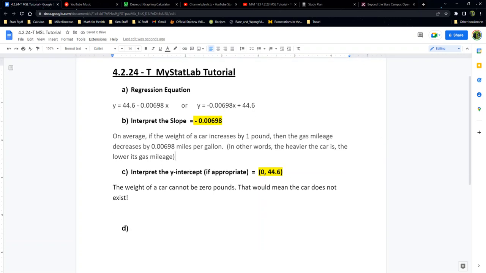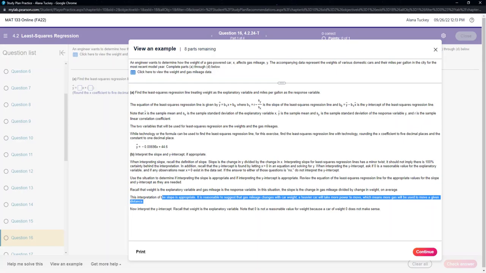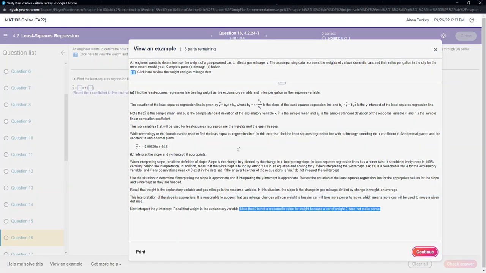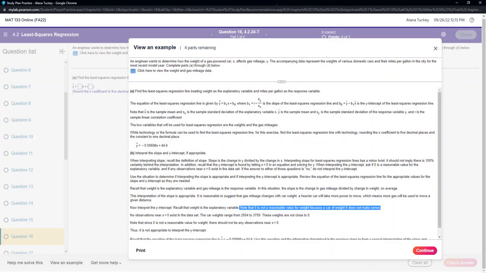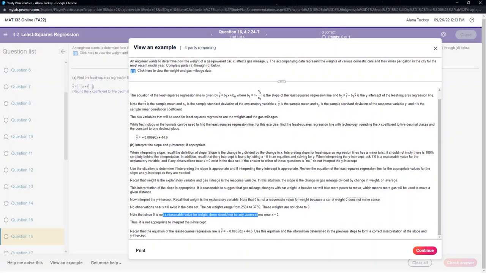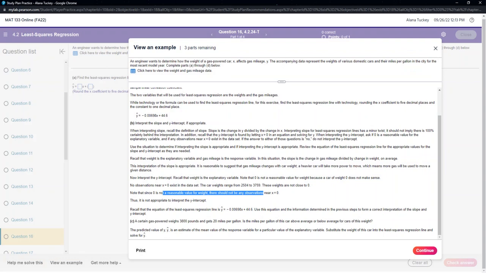And then letter C, it's going to say that a car that weighs 0 doesn't make sense. Perfect. So 0 is not reasonable. It's not appropriate, because there are no observations anywhere close to 0, of course. I mean, these are cars, so they all had weights in the thousands.